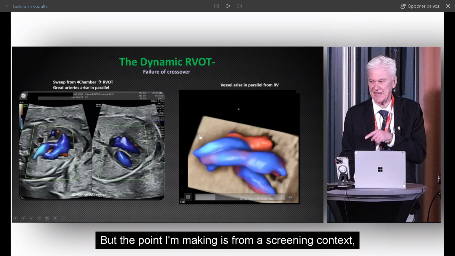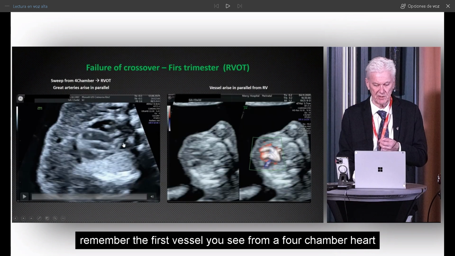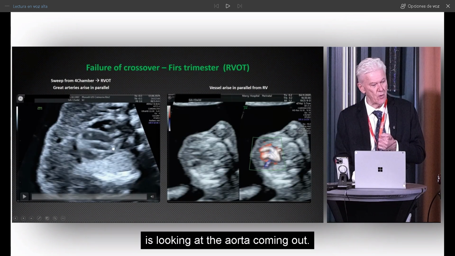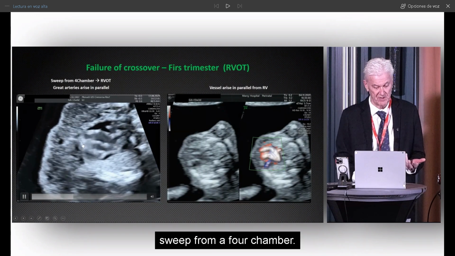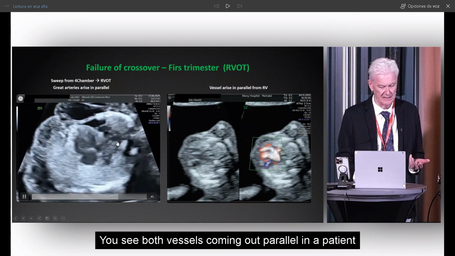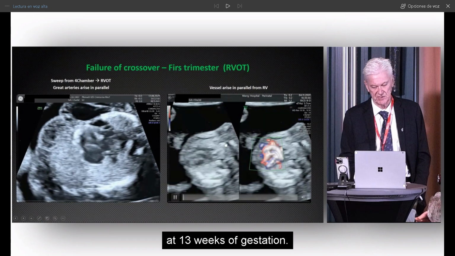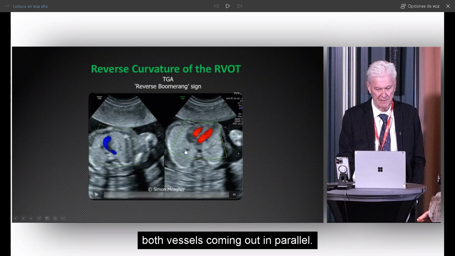But the point I'm making is, from a screening context, remember, the first vessel you see from a 4-chamber heart is looking at the aorta coming out. And again, you will see this in the first trimester scan. You sweep from a 4-chamber. You do not see coming out the aorta first. You see both vessels coming out parallel in a patient at 13 weeks of gestation. And another case here showing with color Doppler, both vessels coming out in parallel.